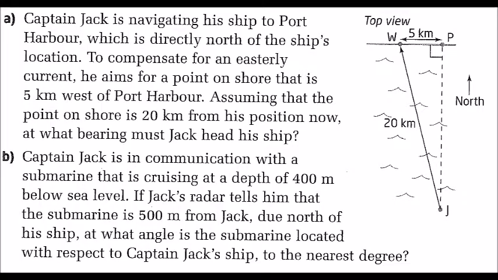In example 3, we're going to be finding an angle using the sine and cosine ratios. And we're talking about Captain Jack and his ship. Captain Jack is navigating his ship to Port Harbor, located at point P, which is directly north of the ship's location, which is J. To compensate for an easterly current, he aims his ship for a point on shore that is 5 kilometers west of Port Harbor. That's point W, where Captain Jack is aiming his ship. Assuming that the point on shore is 20 kilometers from his position now, at what bearing must Jack head his ship?